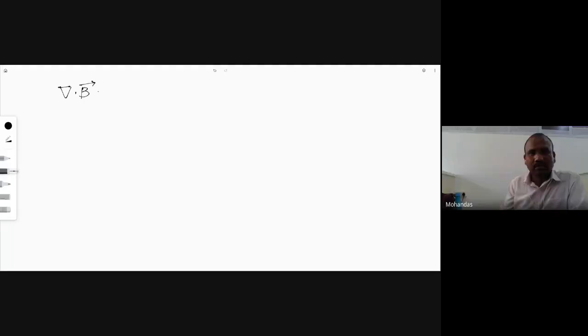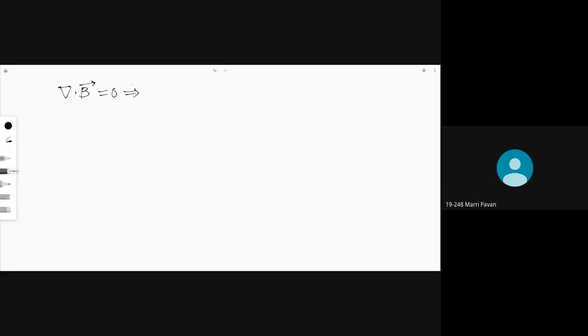Divergence of magnetic flux density equal to 0. What is the significance? What is the meaning of this equation? Please respond, anyone. Isolated magnetic field does not exist. Very good.